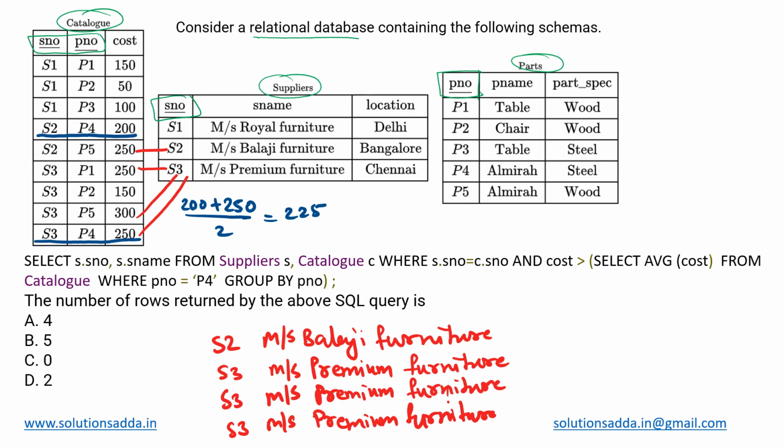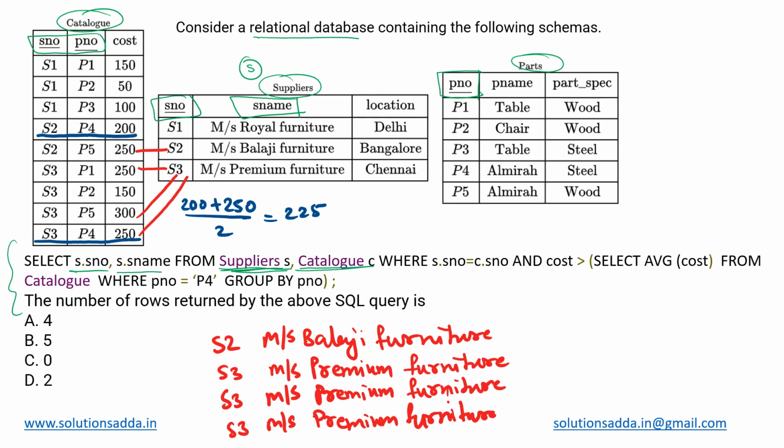Now we have been given an SQL query, which is select s.snumber, s.sname from suppliers S. So this is our supplier table being referred to as S, and from this table we are selecting two attributes, S number and S name, but based upon some condition. Also, only the supplier table is not being considered.